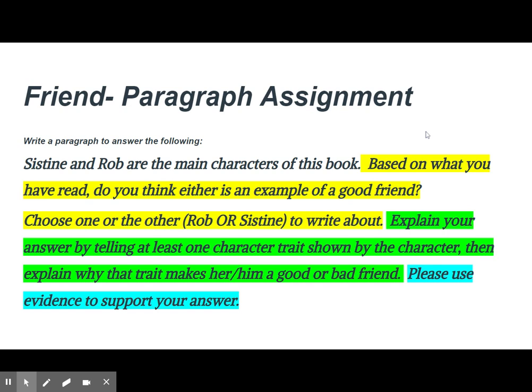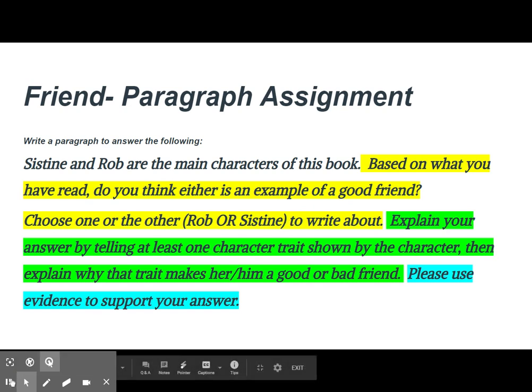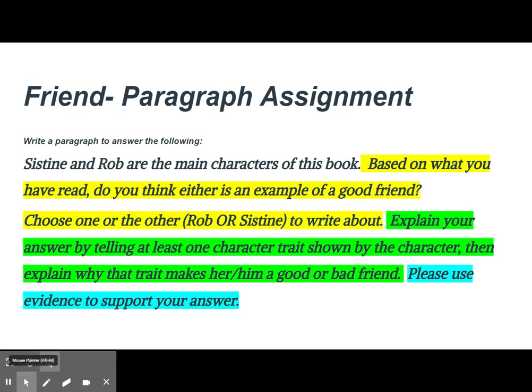You're going to write a paragraph about Rob or Sistine telling if he or she is a good or a bad friend. The next part are some follow-up questions that you need to make sure you answer. Explain your answer by telling at least one character trait shown by the character. Then explain why the trait makes her or him a good or a bad friend. Please use evidence to support your answer. Let me give you an example.